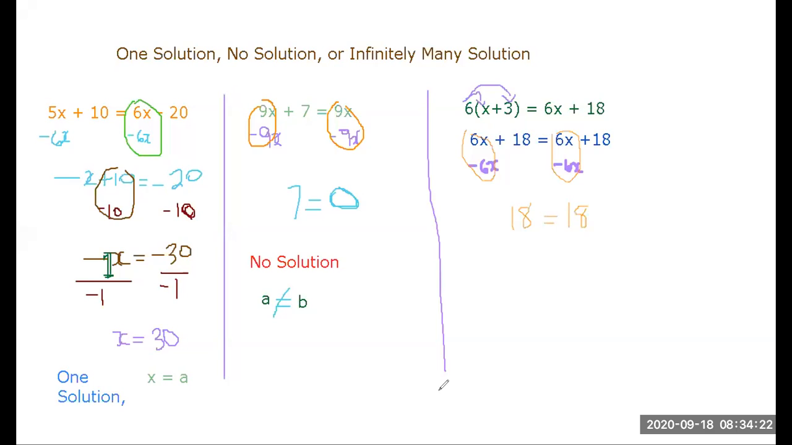Both numbers are equal to each other. And because both of them are equal to each other, the equation we started with up here has infinitely many solutions. If I want to put it in terms of an a and a b, or x equals a, this one would be a is equal to a. Let's change the color for that. That's what that one is.